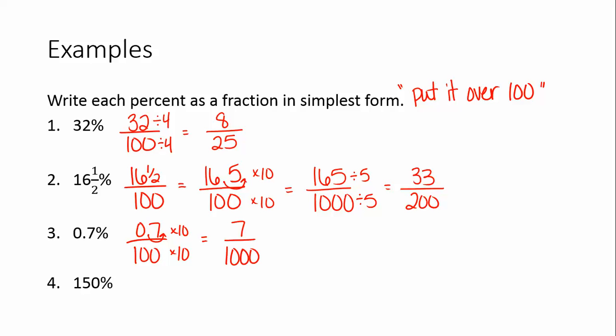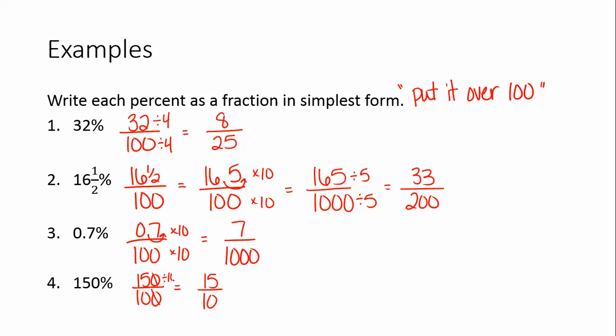Finally, for example 4, we have 150%, and again, we're going to write that over 100. Remember, it doesn't matter if the number is bigger than 100 or smaller than 1, we're always going to put it over 100. We need to reduce this. I know they both end in 0, which means that they're divisible by 10. So that gives me 15 over 10.